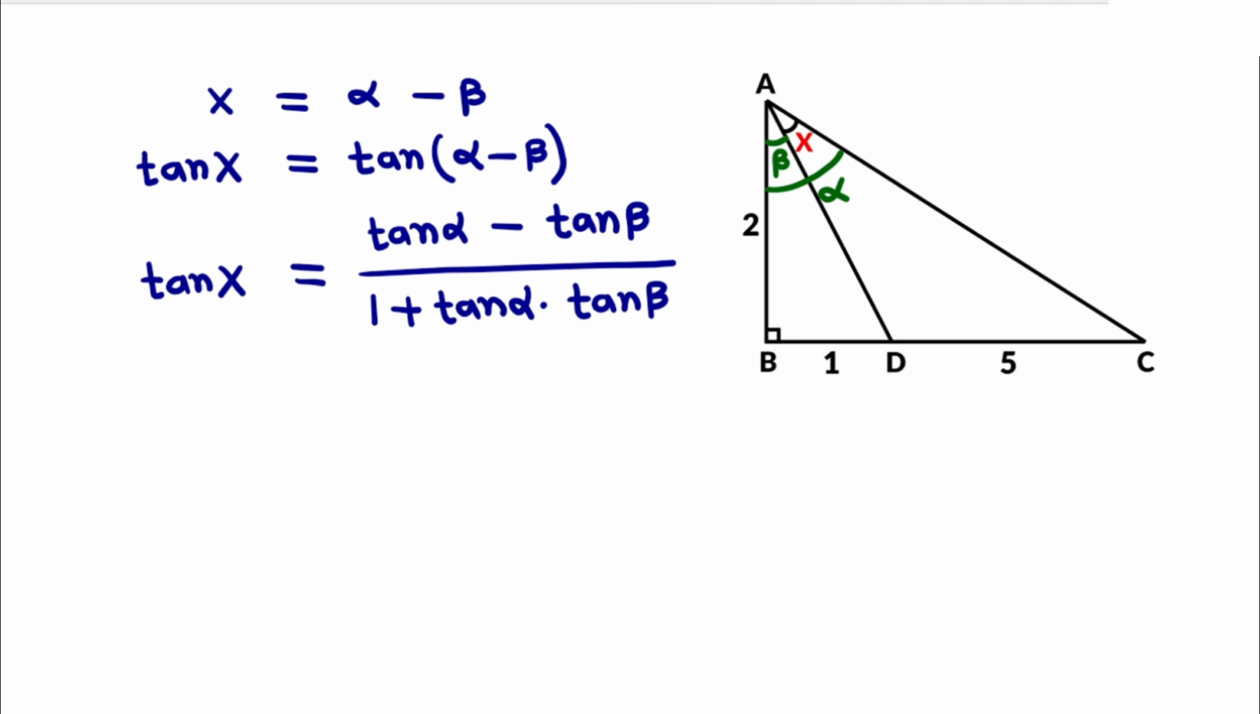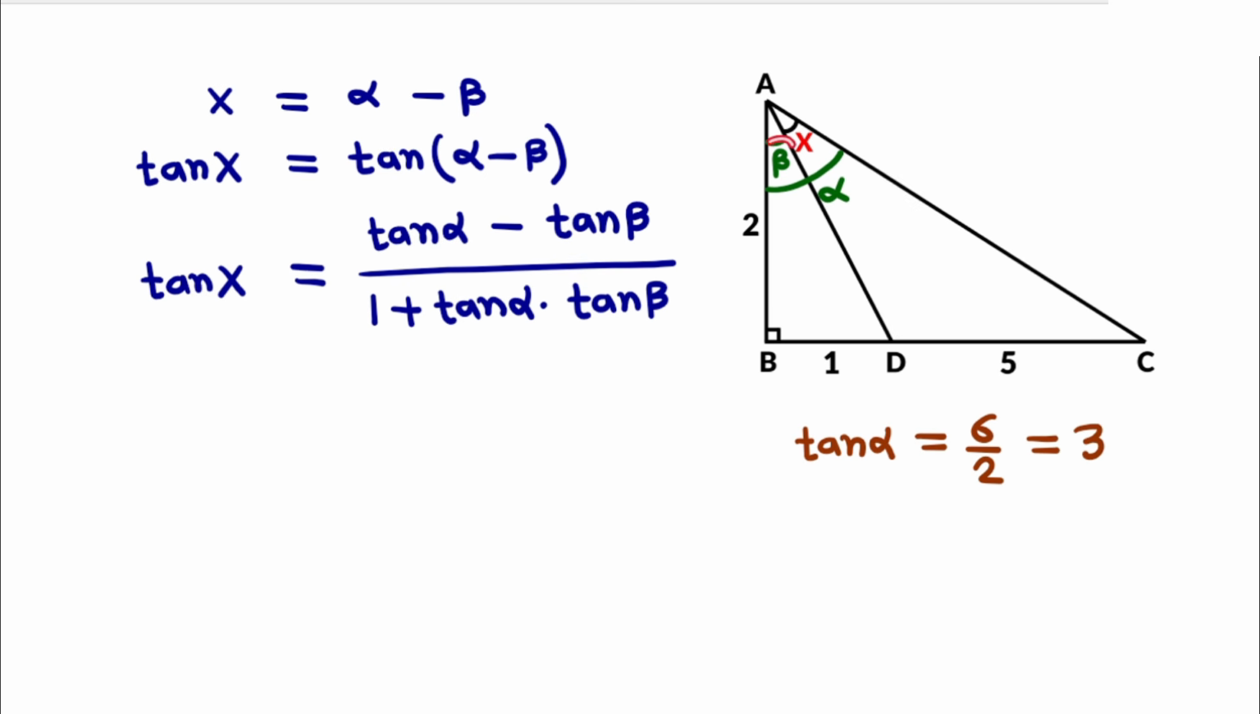Let's start with the large triangle. For angle alpha, the opposite side is the entire base. Its length is 1 plus 5, which is 6. The adjacent side is AB, which is 2. So, the tangent of alpha is 6 divided by 2, which is 3.